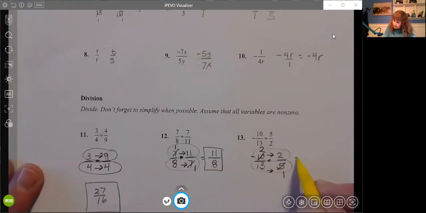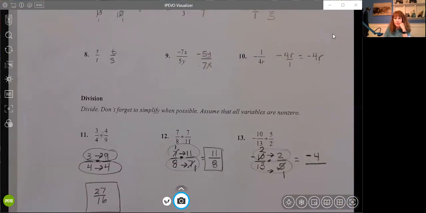We have a 2 times a 2. We do need to have a negative somewhere. 2 times 2 is 4. 13 times 1 is 13. So it's just like the multiplication that we did in the last section. It's just that now you've got a copy dot flip.